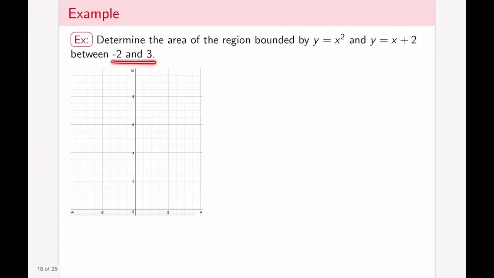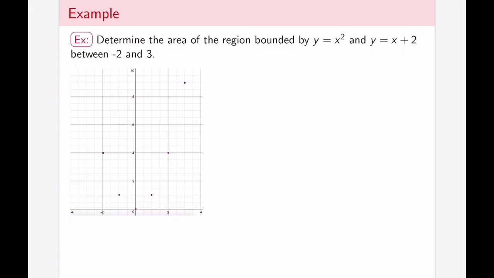Sometimes, some of the points are given to us. Like here, we're specifically told that we're interested in the area between -2 and 3. Whether or not they happen to be intersection points is yet to be determined. So let's draw these graphs. Y equals x squared, I'm actually given a grid, so I'm going to plot points somewhat carefully on it. Y equals x squared goes through 1, 1, 2, 4, 3, 9. So there's going to be the beginnings of my parabola.